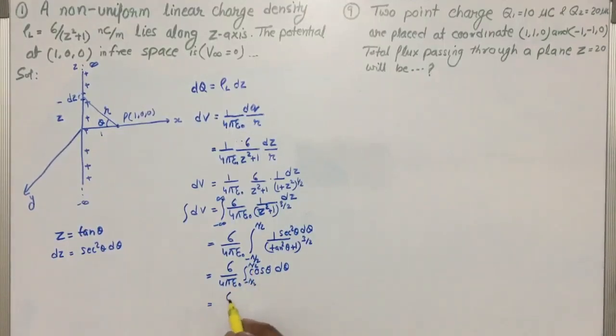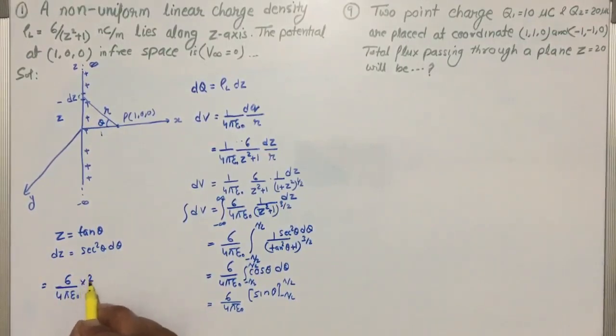Now integrate this. 6 by 4 pi epsilon naught, the integration of cos theta will give us sin theta, and if we integrate sin theta from minus pi by 2 to pi by 2, it will give us 2, sin 90 minus sin 90. So it will give us 2 times 6 by 4 pi epsilon naught into 2. So we can say this is 9 into 10 to power 9.